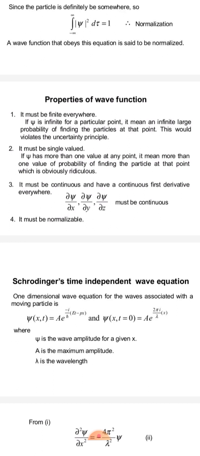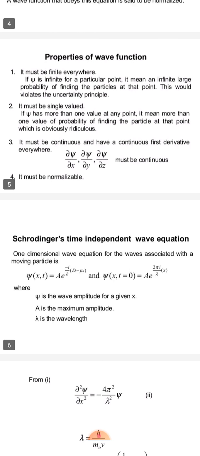ridiculous. Third, it must be continuous and have a continuous first derivative everywhere: dou psi by dou x, dou psi by dou y, dou psi by dou z. Fourth, it must be normalizable.